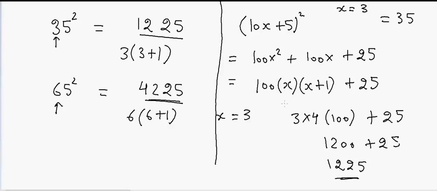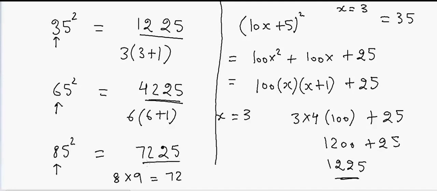So basically we are adding 1 to the first digit, multiplying it with the first digit, multiplying by 100 and then adding 25 in the end. Another example, if I have 85 square, that will be equal to 25 at the end and we'll do 8 into 9, that's equal to 72. So the answer is 7225. So this is how this trick works. I hope this helped. I'll see you in the next trick. Thanks.